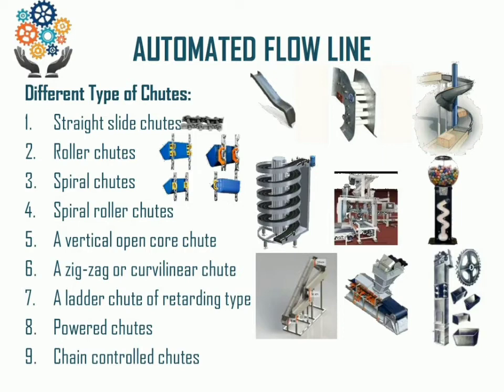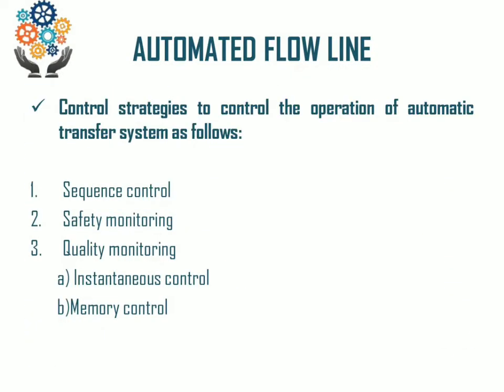Then the automated flow line control strategy: to control the operation of an automatic transfer system, we need sequence control, safety monitoring, and quality monitoring. In an automated flow line, we need to observe that the sequence of operation of each equipment of the automated flow line is followed, like hoppers, feeders, selectors, orienters, feed tracks, escapement and placement devices.